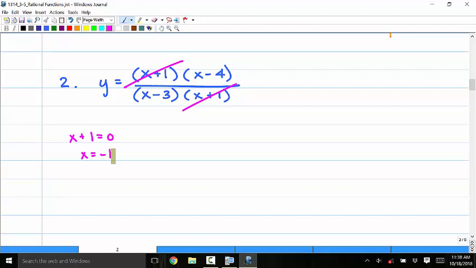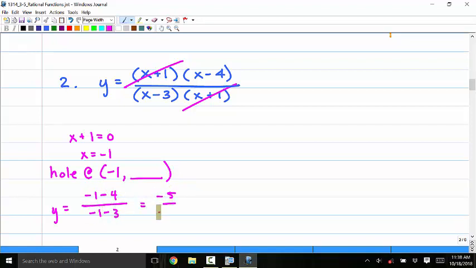Okay, what would the y value be if I were to plug -1 into what's left right here? So I'm going to say there is a hole at the point -1, something. How do I find that something? I plug -1 back into the remaining function. I have (-1 minus 4) over (-1 minus 3). So that's -5 over -4. I have a hole at -1 comma 5/4.